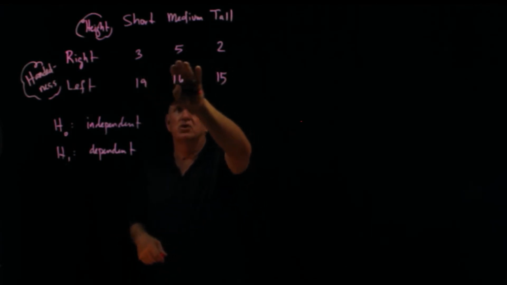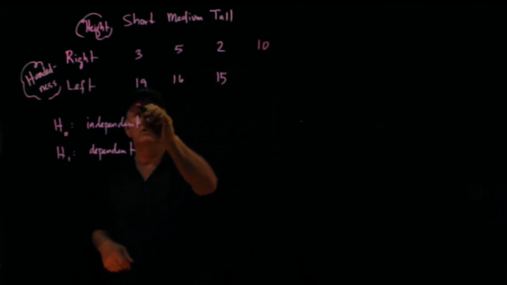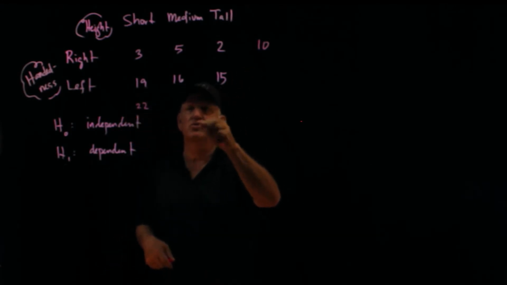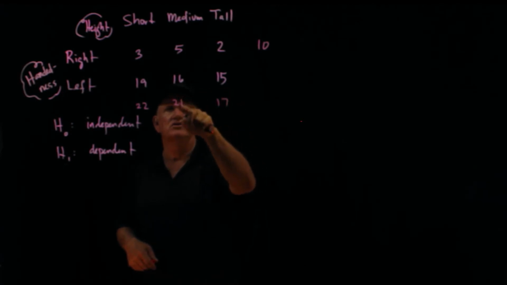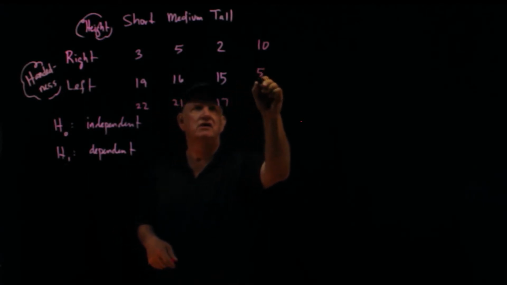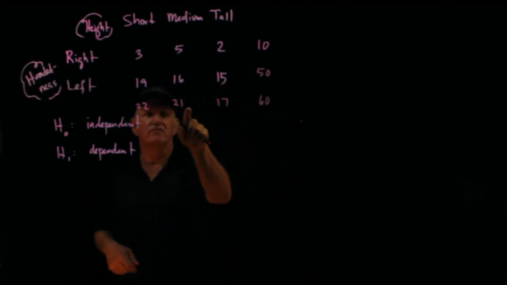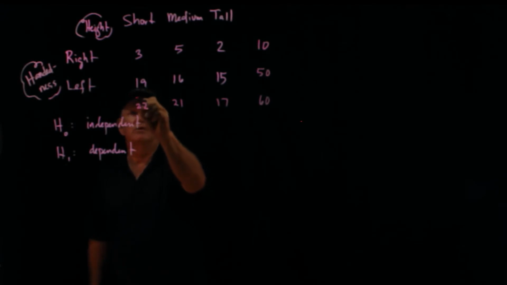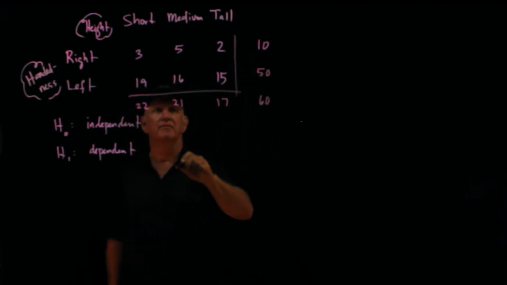Let me first total all these up. This is 10 over here. This is 22 down the side. These subtotals are important. These are 21. This is 17. This is 31, 40, 50. So I've got 60 this way, and I should have 43, 60 that way. Don't get confused, the table itself is right in there.